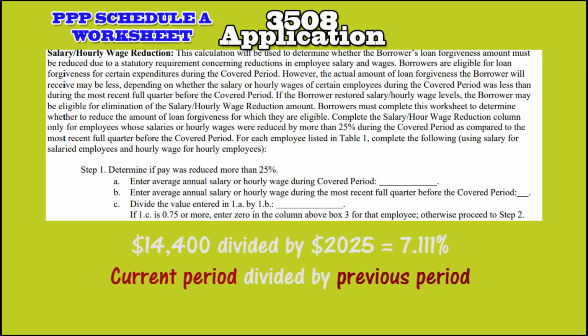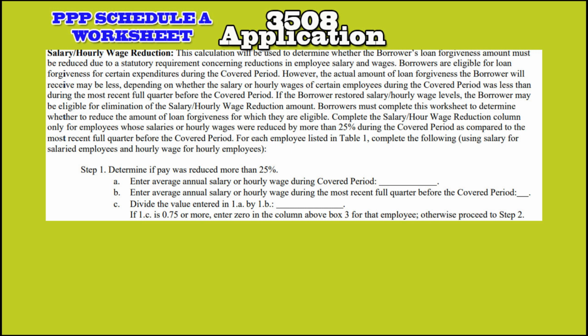That comes out to 7.11. Now, anything above 0.75, you would put a 0 in the salary reduction. Okay? You would put a 0 in the salary reduction. If you have employees that were full-time that were still reduced down to part-time, you will have to go further into the application, okay?